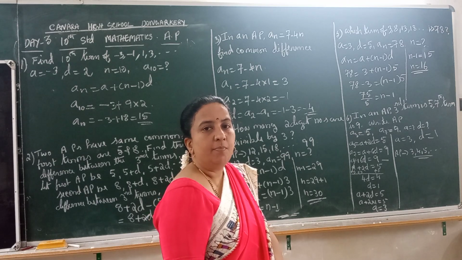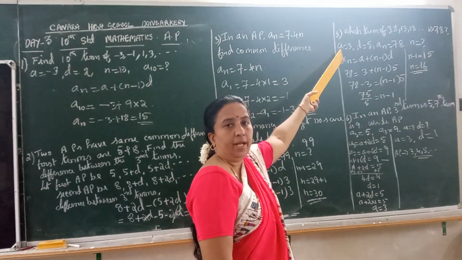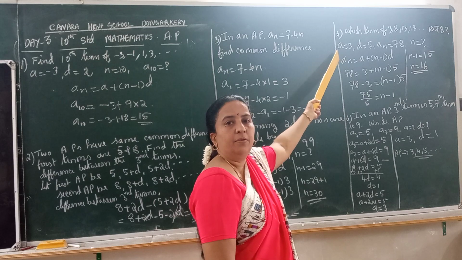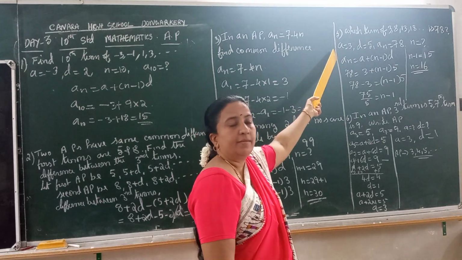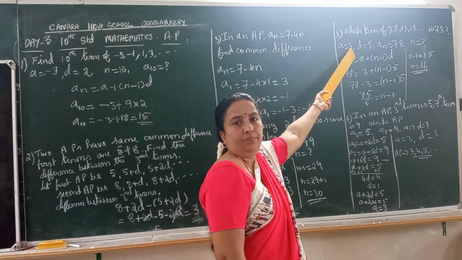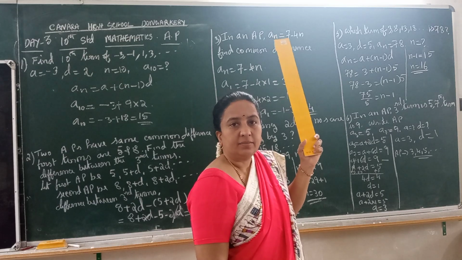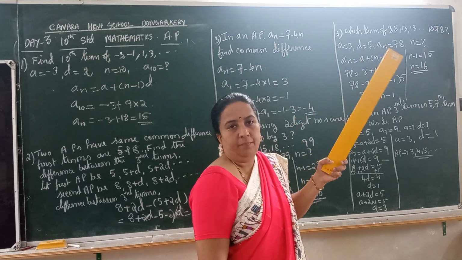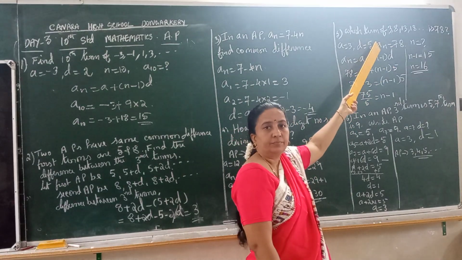First term is how much? 3. How do you denote first term? A. A is equal to 3. Next, can you find the common difference? Yes. 8 minus 3 is 5. D is equal to 5. Then one number, 78, is given. What is it? It is the last term. An is equal to 78.